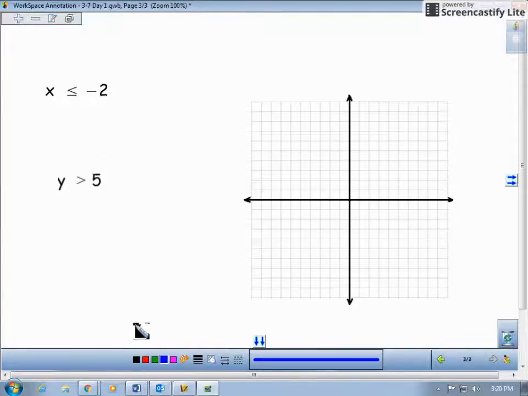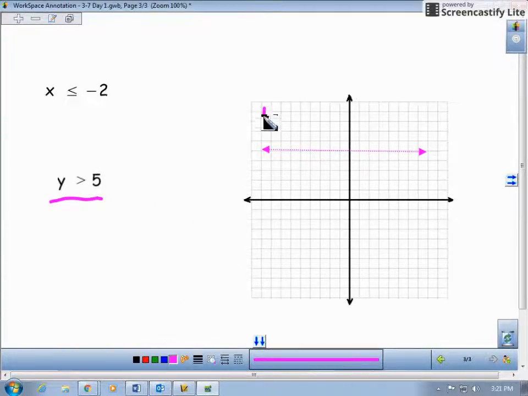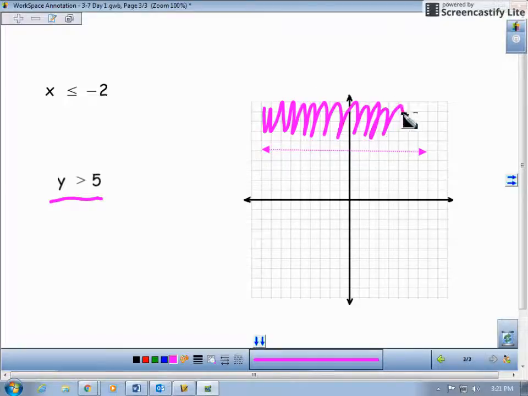Okay, let's look at our last example here. In fact, I have two. Both of these are pretty simple. And let's do the y first. That one's pretty simple. Y is greater than 5. Well, remember, y equals 5, guys, is just a horizontal line. It's at 5. And it's dotted because it doesn't have the or equal to. So 1, 2, 3, 4, 5. That is a dotted line there. And it's greater than, guys, so we want to go above the line here and shade that in. So that's y is greater than 5.